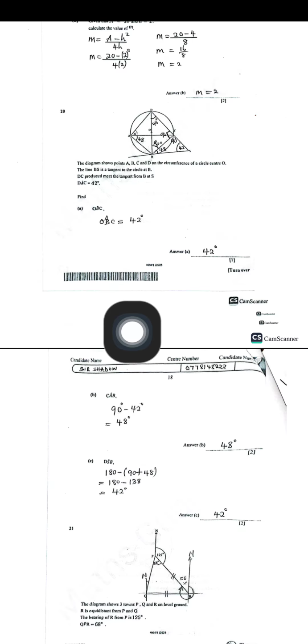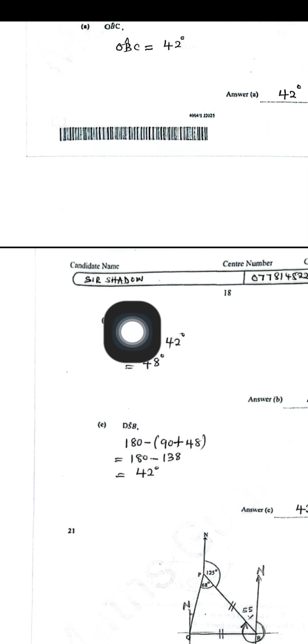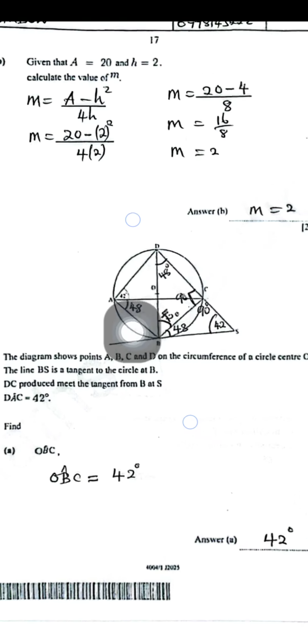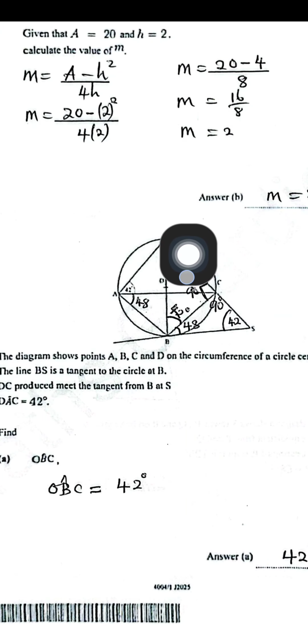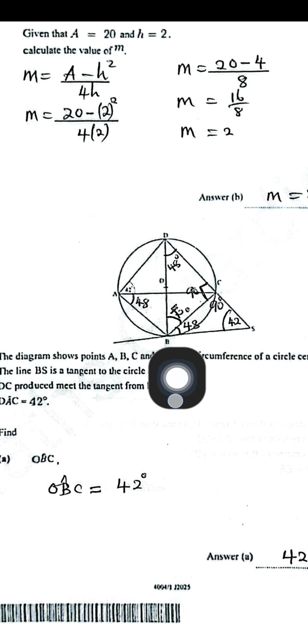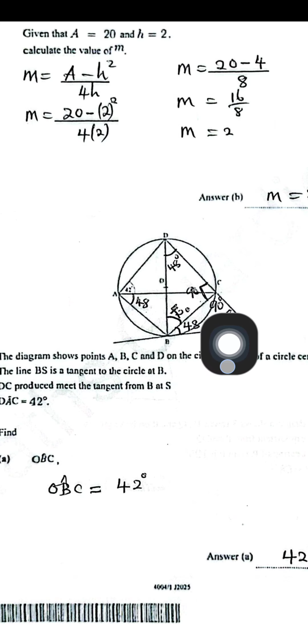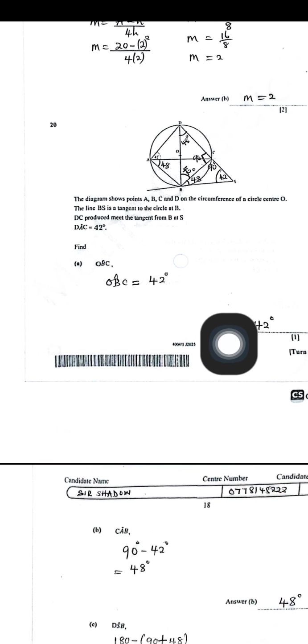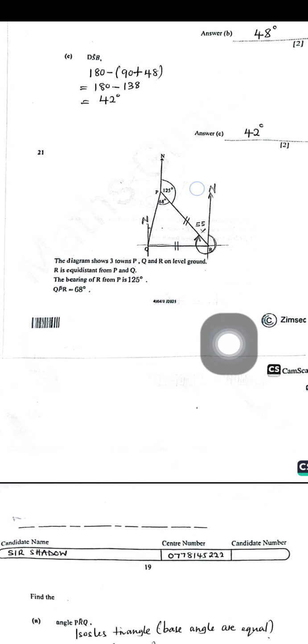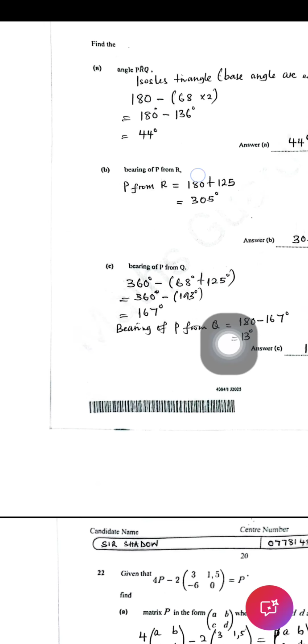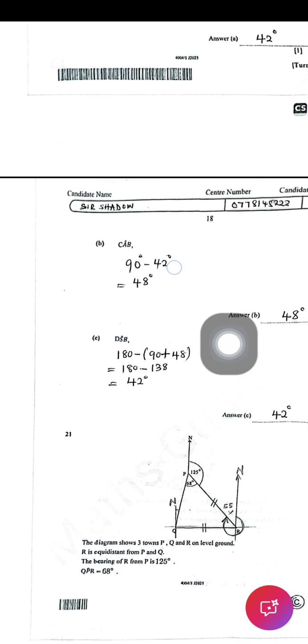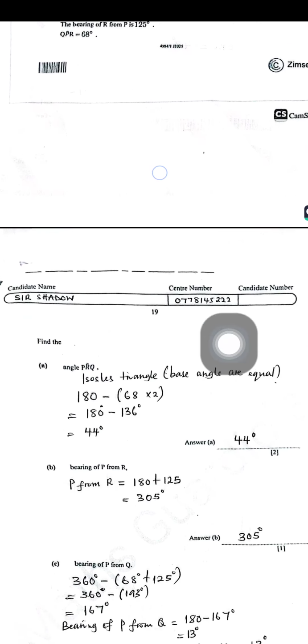Then considering the other one, DSB, where D is right here, S right here, B right here, which is 42 degrees inside. So I managed to complete all the solutions for these questions. Let's move on to another question, which is question number 21.